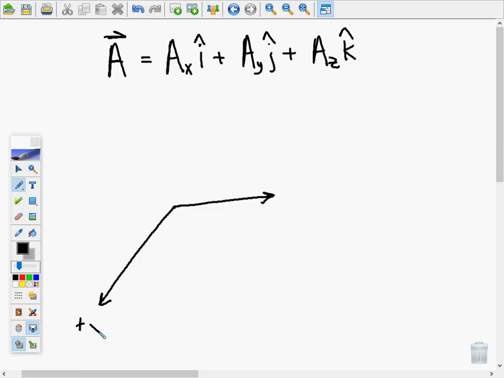Now, we could use this as drawn, but sometimes I find it easier to draw the right-handed coordinate system a different way. I'm going to let this be my positive x-axis. This is going to be my positive y-axis. And then straight up is going to be positive z. Notice it is a right-handed coordinate system because if I put my hand in the direction of x, curl it in the direction of positive y, my thumb points in the direction of positive z.